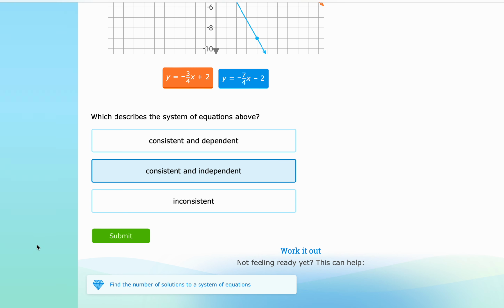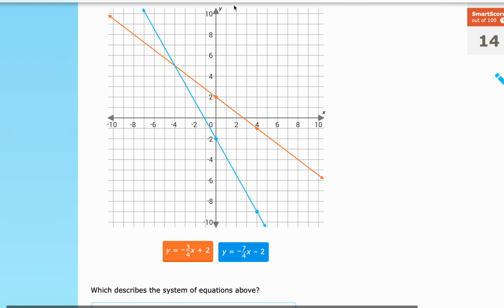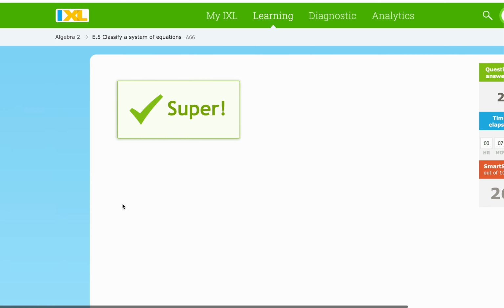And about inconsistent, that's only if there are two parallel lines, because remember, two parallel lines never intersect. It cannot have infinitely many solutions. It cannot have one solution. It's zero solutions, no solution at all. So therefore these equations are consistent and independent.